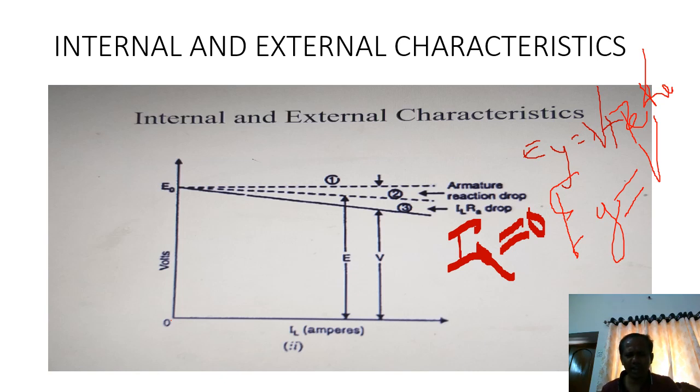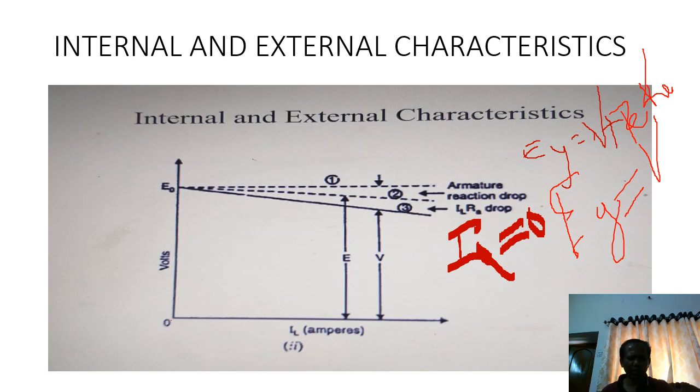Terminal voltage and armature current IL give the external characteristics, and Eg and IL give the internal characteristics. E0 and IL or IA give the open circuit characteristics. One is open circuit, the second is internal, and the third is external. How do you get the open circuit characteristics? E0 and field current: the no load voltage versus field current at a constant speed.